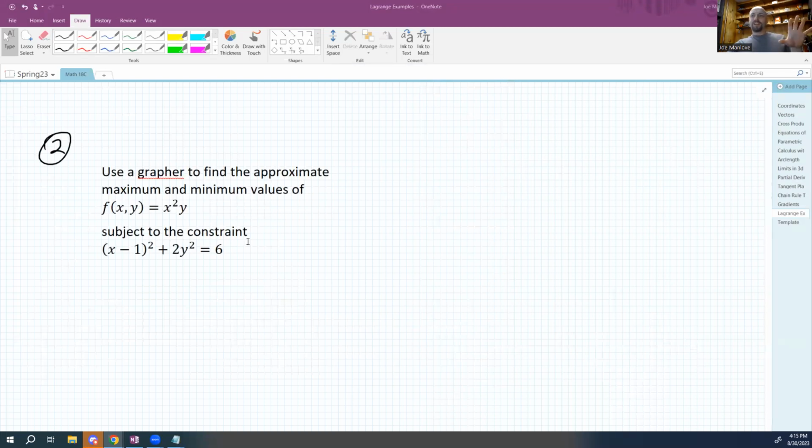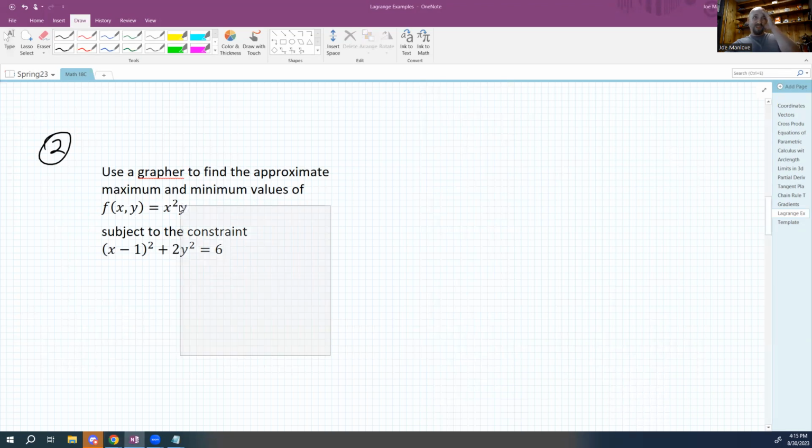Okay. Other thing. So here's another problem that could be hard. Would be kind of annoying. I want to use a grapher to find approximate max and min values of f(x, y) = x squared y, subject to a constraint of (x minus 1) squared plus 2y squared equals 6.